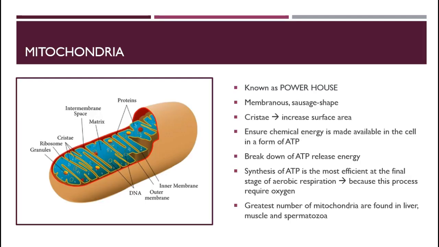These are mitochondria. It is known as the powerhouse. The structure is membranous, sausage-shaped, and has a structure called crista. The crista structure is as such because it increases the surface area. Mitochondria ensure that chemical energy is made available in the cells in the form of ATP. The breakdown of ATP will release energy.